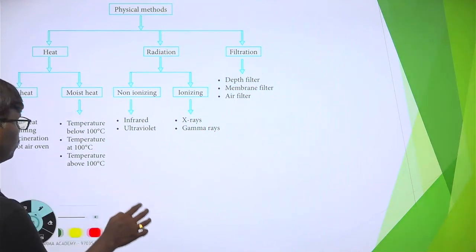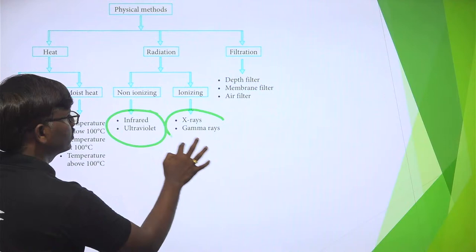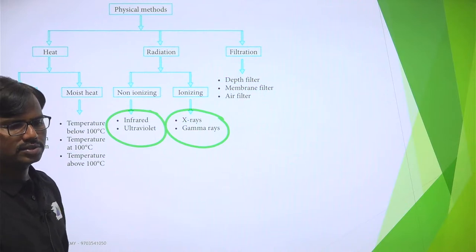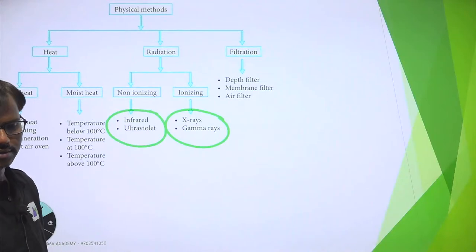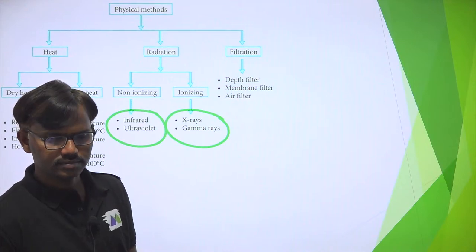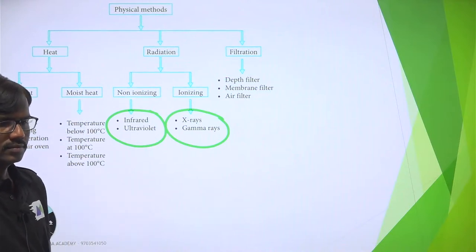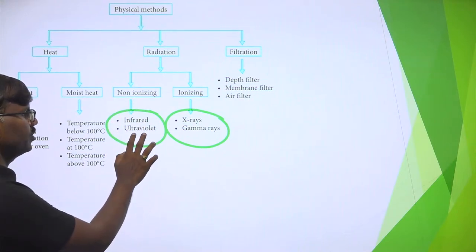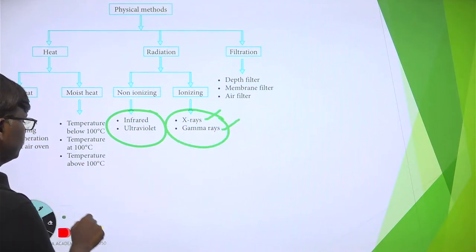These are very, very important, you must remember. Okay. So which one is ionizing? Under non-ionizing, infrared waves and ultraviolet UV rays; ionizing, which is X-rays and gamma rays, right? These are very, very important, you must remember, right?